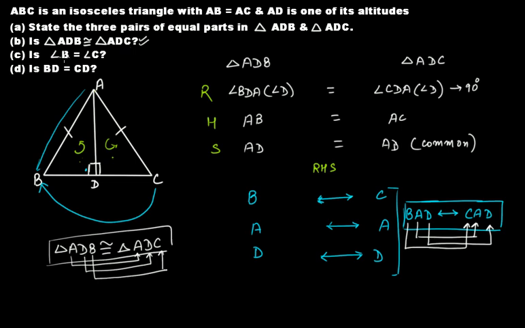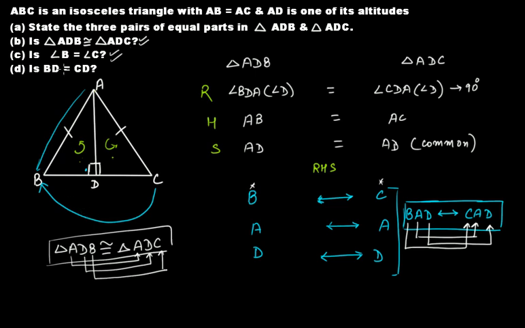Now, is angle B equal to angle C? Angle B means angle ABD, and angle C means angle ACD. Yes, it is true. Why? Because these two are corresponding vertices. Therefore, since these two are corresponding vertices, angle B will be equal to angle C.